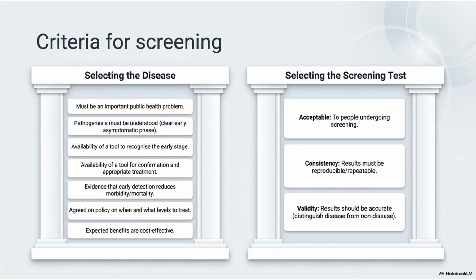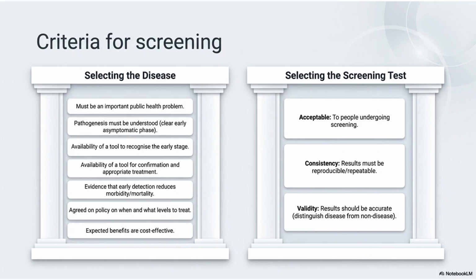Screening criteria are for selecting the disease and for selecting the screening test to be applied. First we will see the criteria for the disease. The disease should be an important public health problem. The majority of the population should be suffering with this problem, then only we will select it. If we select a minor problem which is not of public health importance and we invest resources, it will be a waste. And about the disease we should know and understand the pathogenesis, then only we can do screening.